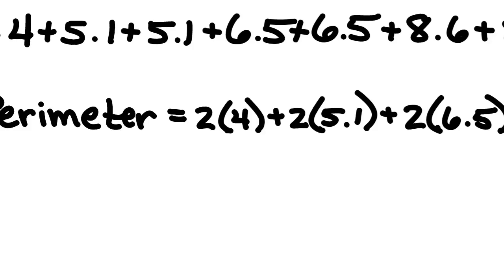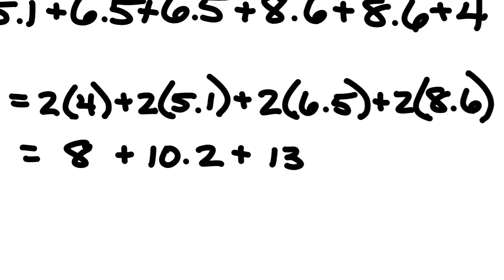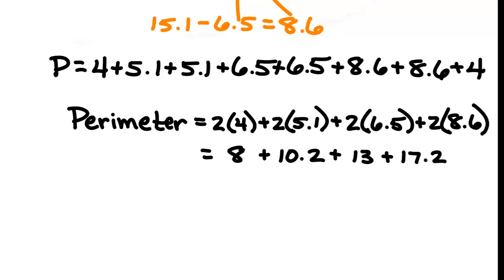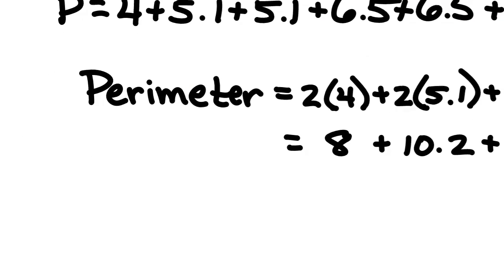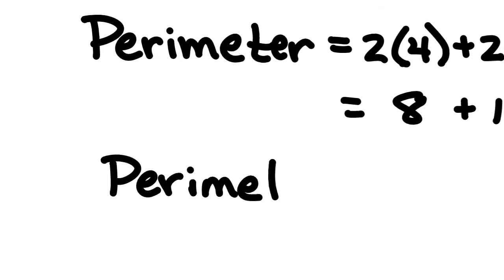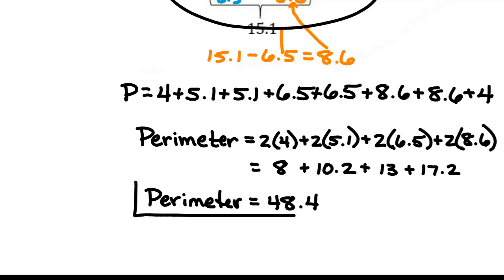Or I could double each of these. That would be 8 plus 10.2 plus 13 plus 17.2. And now I would only have 4 numbers to put into my calculator. No matter how you decide to put this into the calculator, you get an answer of what? 48.4. Very nice work.